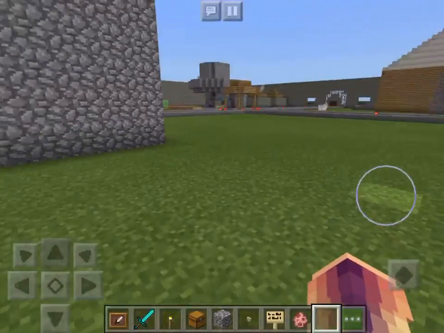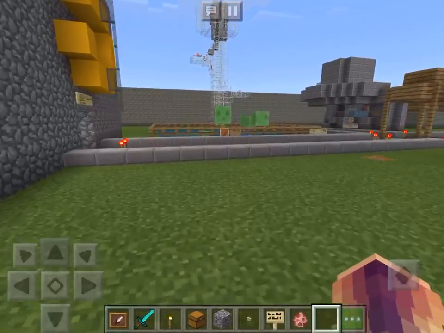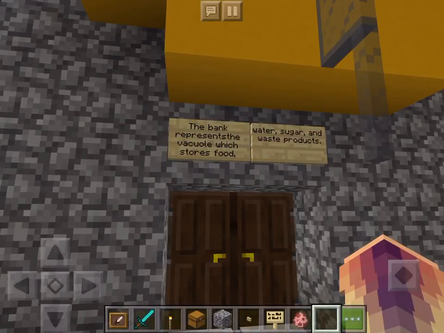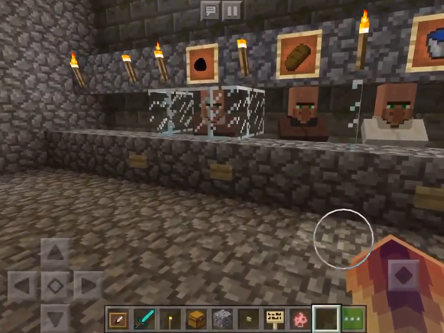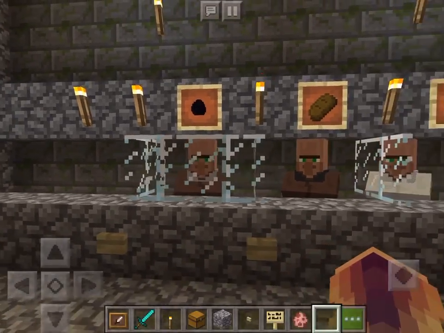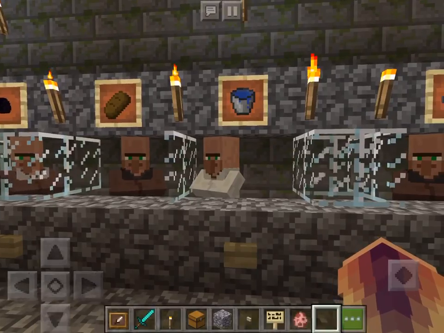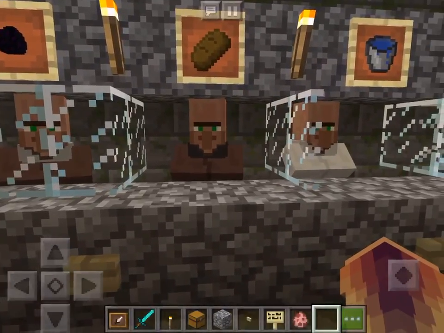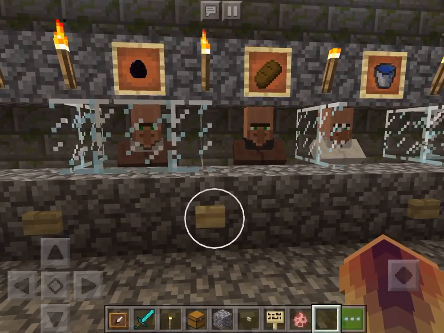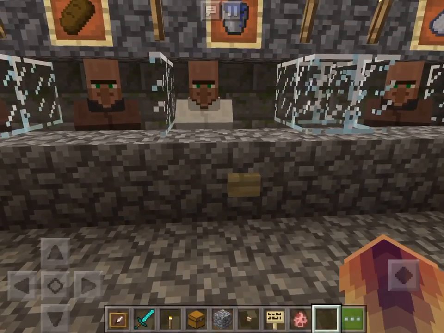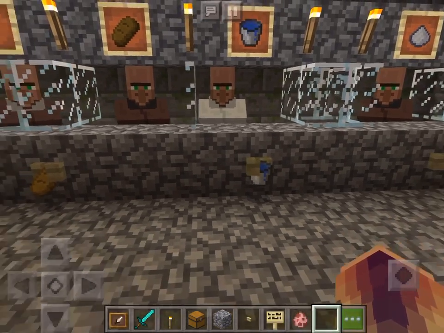Oh my goodness. Over here we have the bank. The bank represents the vacuole, which stores food, water, sugar, and waste products. This represents waste products. The bread represents food, the water is water, and the sugar is sugar. So if you wanted, let's say, some bread, like in a bank, like you had your own account, you press the button and there's your bread. And over here, if you wanted some water out of your account, you press the water and there's your water.